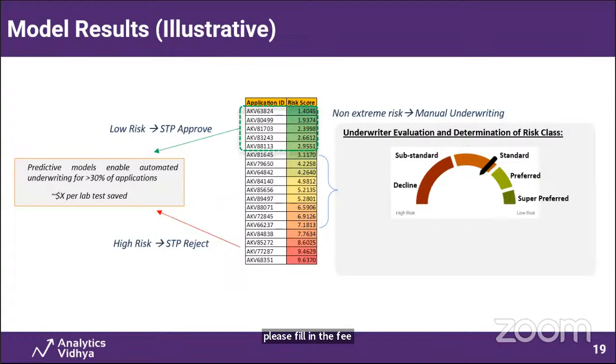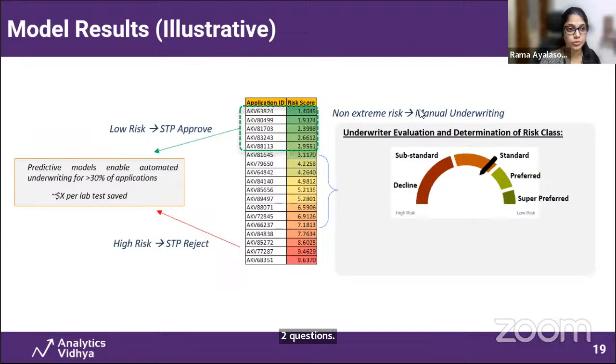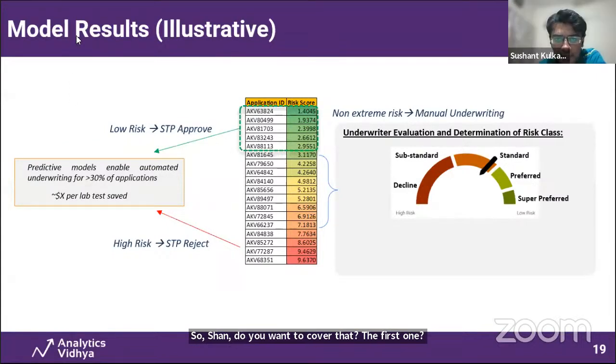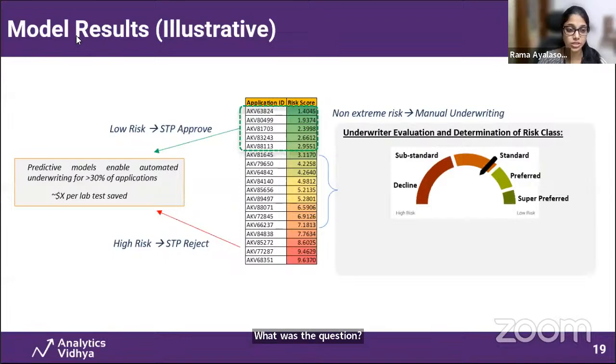So, sir, ma'am, you can check out the Q&A section, there are 2 questions. Or do you want me to read it? Got it, Rishabh, no problem. Okay. You go right on how various drugs can be converted for meaningful information. Sushant, do you want to cover that, the first one? What was the question? You can check out the Q&A section below, beside participants.